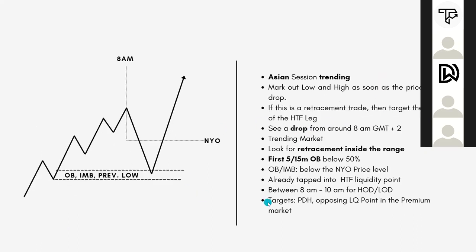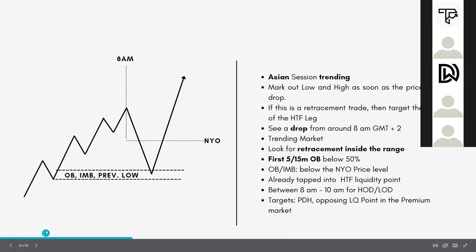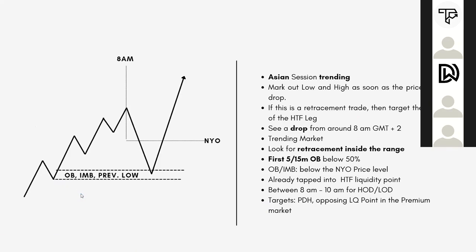And then next up, we have the one that I've mostly traded, and that's been most favorable for me this past 2 weeks. It's when the Asian session is trending. So we mark out the low and the high as soon as price starts to drop. As soon as price starts to give us a retracement, mark out the high and the low. If this is a retracement trade, then we target the premium of the high time frame leg. I'll explain that in a bit.